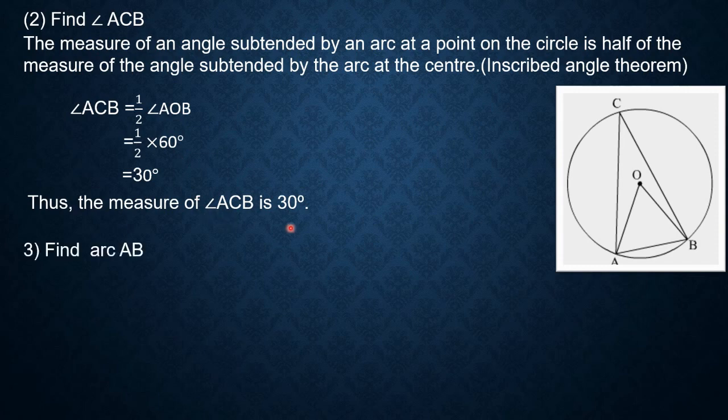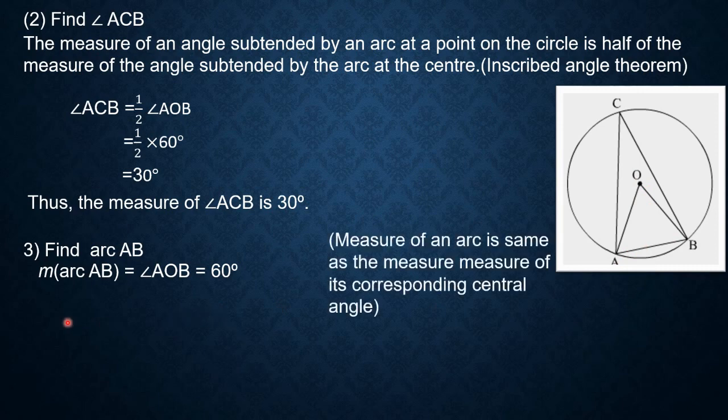The third part is finding the measure of arc AB. Now we know that the measure of the central angle and the measure of its corresponding arc is the same. We found out the measure of the central angle, angle AOB, that is 60 degrees. Corresponding to the central angle is the arc AB. So arc AB will also be 60 degrees. As we know, the measure of an arc is the same as the measure of its corresponding central angle. Thus, the measure of arc AB is equal to 60 degrees.